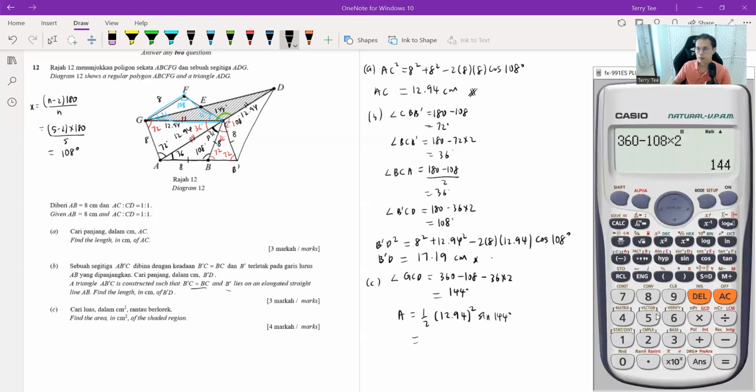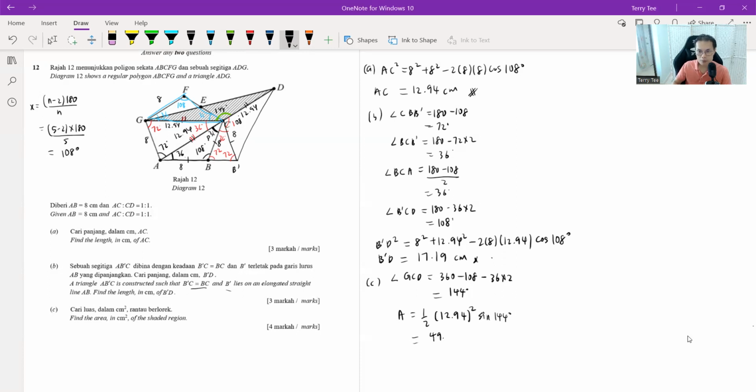So we take half times 12.94, you square it, sine 144. Guys, my answer is 49.21. Okay, that's all. Yeah, we just use two cosine rule, and one formula for half AB sine C area triangle.